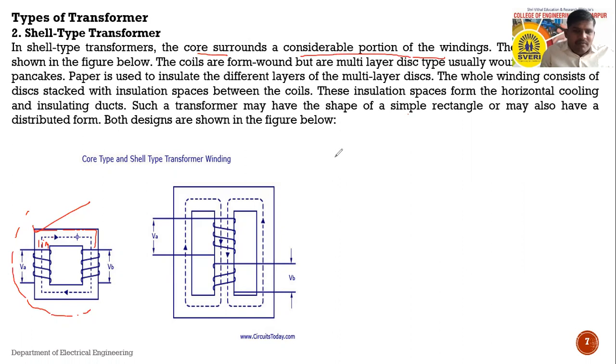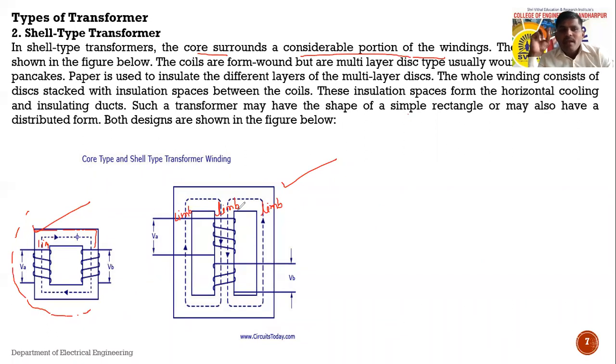All of you draw this diagram of the shell type transformer. There are three limbs: this is the first limb, this is the second limb, and this is the third limb. In the case of shell type transformer, the winding is wound around the middle limb. Both the primary winding and secondary winding are wound around the middle limb.